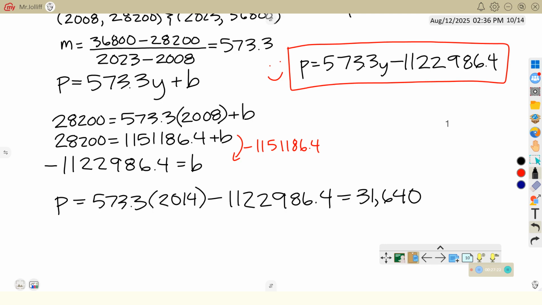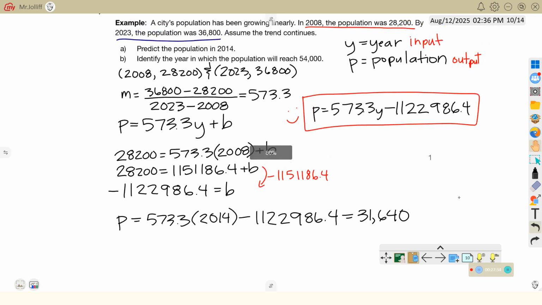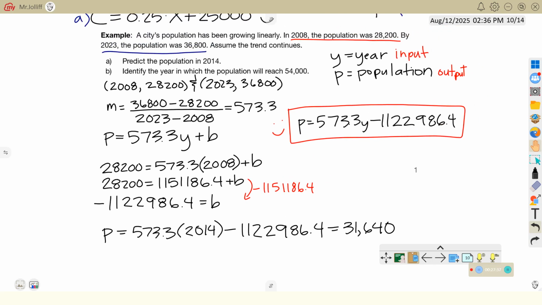My question to the class is, does that make sense in terms of the information we were given in the problem? And I see some people nodding their heads yes. And I agree. I'm going to zoom out. If I go back to those points, in 2008 we had 28,000. In 2023, we had about 37,000. 2014 is between them. 31,000 is between them. So the x is between the two years we had. The y is between the two populations we had. That works out well. That checks out.